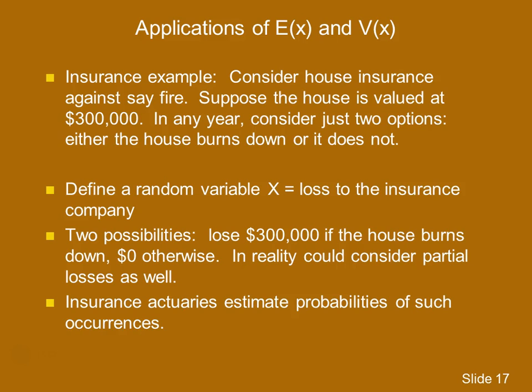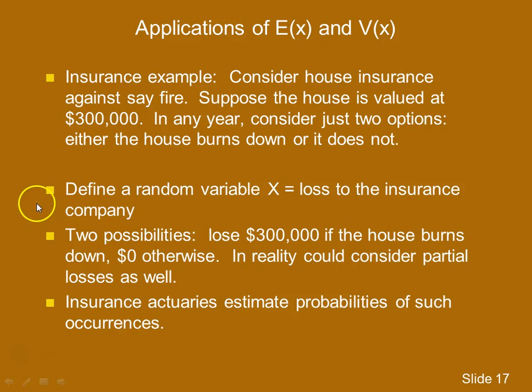Let's take a very simplified example. Consider house insurance against, say, fire. Let's say we've got a house that's worth $300,000. And in any year, we're just going to consider two alternatives, and only two. Either the house burns down, and it's a total loss, or it does not. Now, in reality, to make this more realistic, we could have added in partial losses. Maybe 10% of the house burns down, or 20% of the house burns down. But here we're just going to make it simple for illustrative purposes and just consider two possibilities.